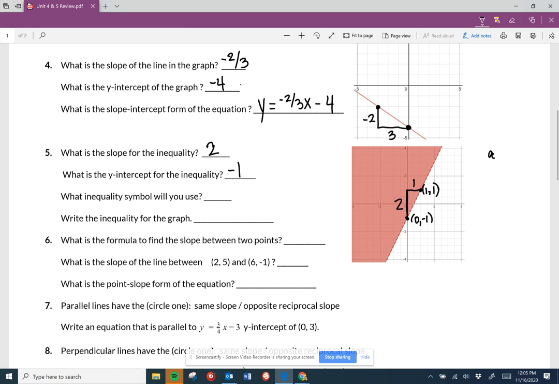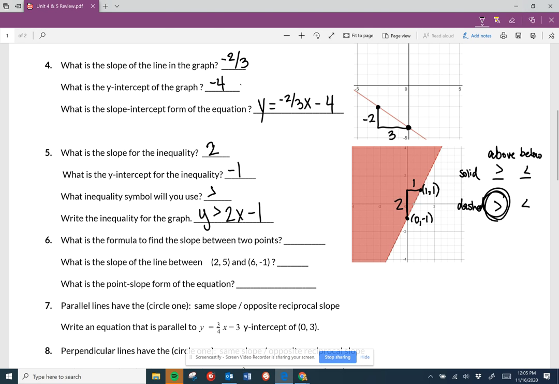And then it says, what symbol am I going to use? Remember, when we are shading above or below, okay, we have greater than or equal to, a greater than, less than or equal to, less than. And these two lines are solid, and these two are dashed. So if you look closely, you can tell that this is a dashed line, right? And it is shaded above. So since it's dashed and it's shaded above, it's going to be this symbol that we're going to select, okay? So I would have y is greater than 2x minus 1, okay?